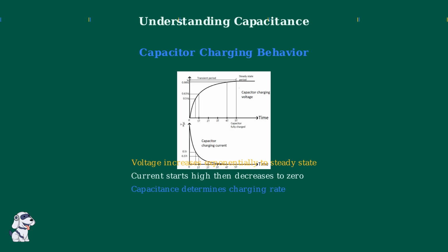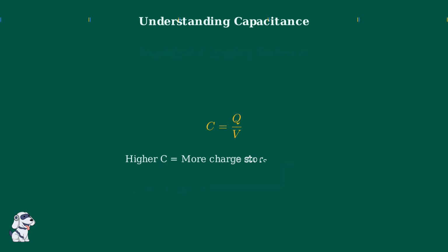The voltage rises exponentially toward the supply voltage, while the current starts high and decreases as the capacitor fills with charge. The capacitance value directly affects how quickly this process occurs. Remember, capacitance is fundamentally about the relationship between charge and voltage. Higher capacitance means more charge can be stored at the same voltage, making the capacitor more effective at energy storage.